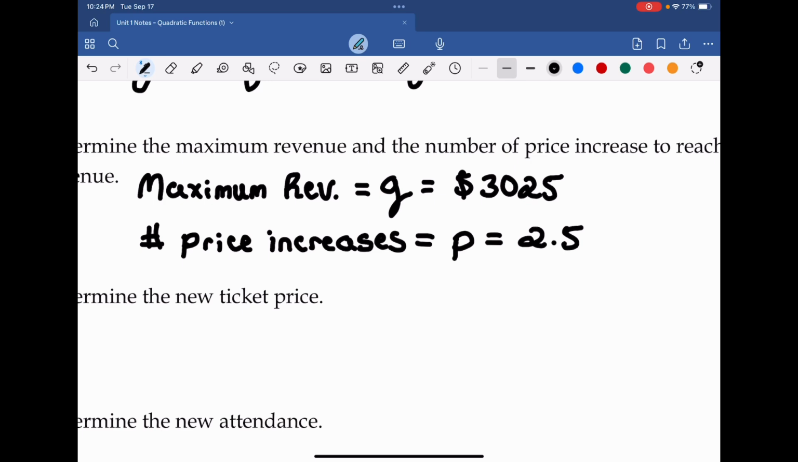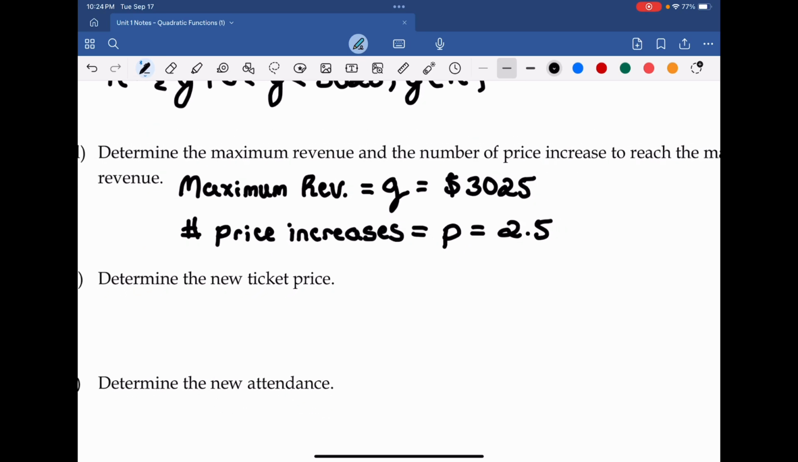Now, using this information where we know a maximum revenue and the number of price increases, given that that's our value for p, or if we even want to put it here, this is our value for x, that will allow us to go back to the original price and quantities and actually solve for what is the price given this maximum revenue and what is the new attendance given this revenue.